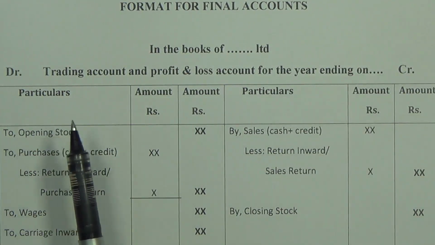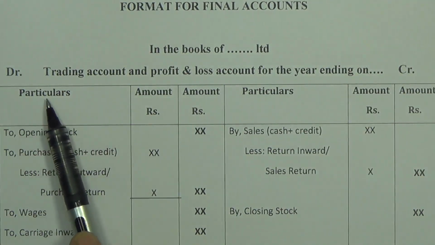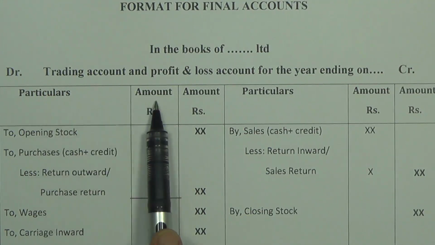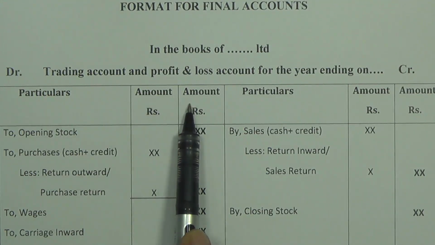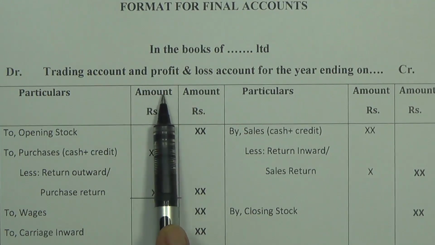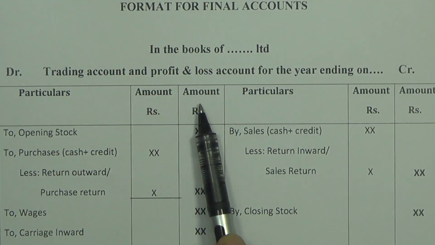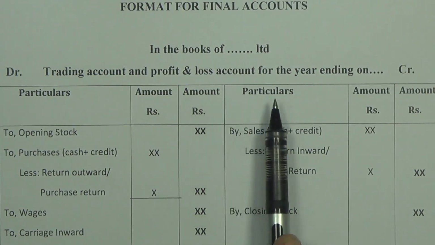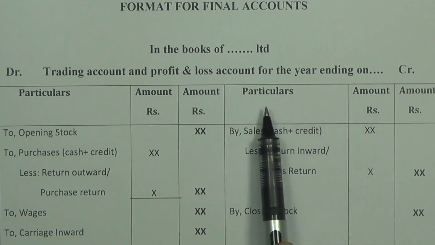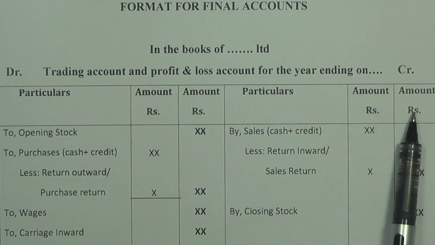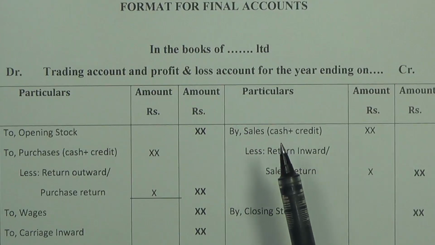Your format will have a total of 6 columns. One is your particulars column, that is the debit side, which is the first 3 columns I'm talking about: the particulars column, then an amount column, and then again an amount column. The first amount column is your working column, and the next amount column is your final amount column. Again, for the second half, that is your credit side, you have again a particulars column, amount column, and again an amount column. The 2 amount columns go the same way as in the debit side.